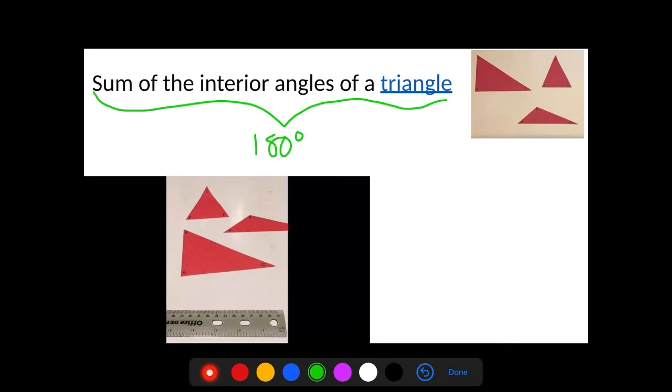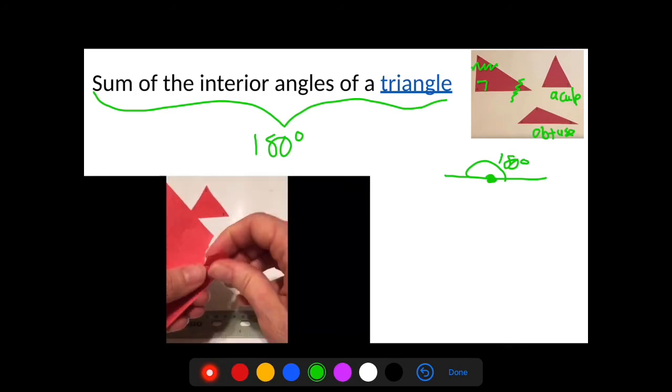So I have three triangles here. I have a right triangle, I have an acute triangle, and I have an obtuse triangle. What I'm going to do is take each interior angle and rip it off, and then line them up and see that they form a straight angle. So they form 180 degrees. In other words, the interior angles add up to 180 degrees.